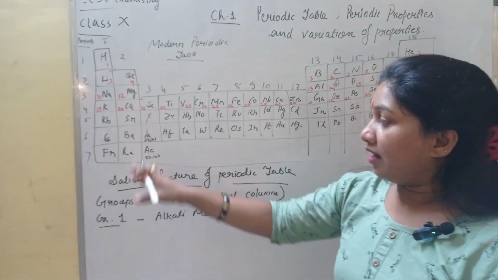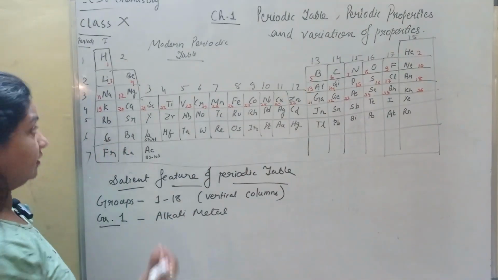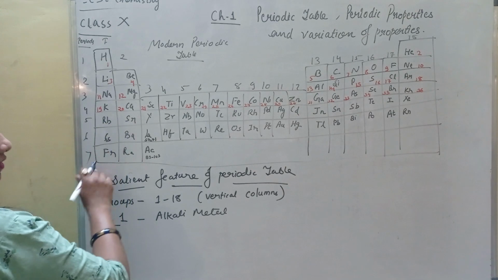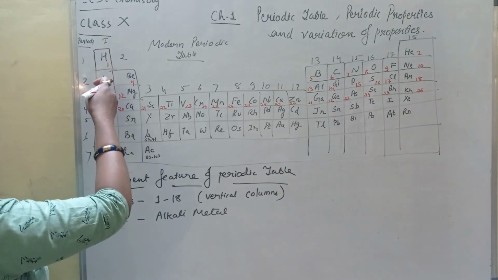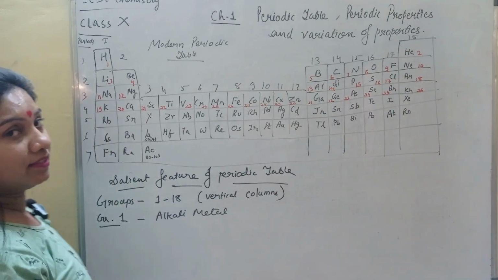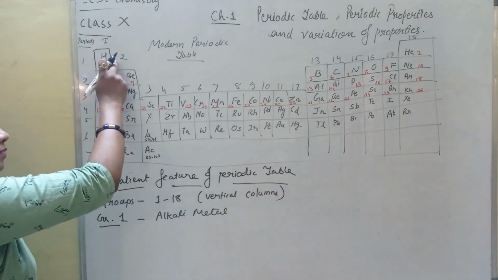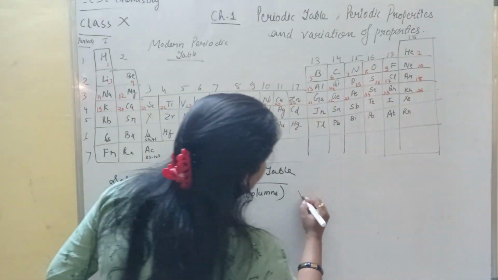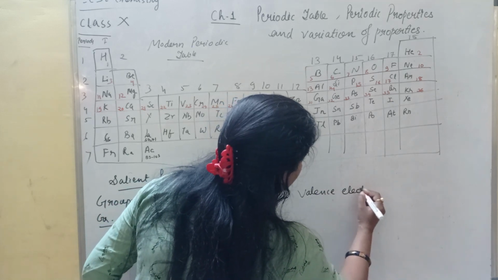These elements are called alkali metals because they form strong alkalis. The elements are hydrogen, lithium, sodium, potassium, rubidium, cesium, and francium. So group number decides the valence electron. Means all the elements present in this particular group have the same valence electron. Valence electron.